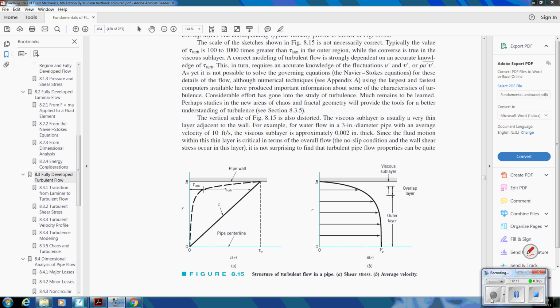Here, figure 8.15 shows us the structure of turbulent flow in the pipe for shear stress for part A. For example, if we look at this graph A, it is shear stress in the radial direction versus r, the location in the radial direction. And we see any single point we pick, all right, the shear stress has two components. It has a laminar component and it has a turbulent component. And this is the pipe center line. This is the shear stress, right?